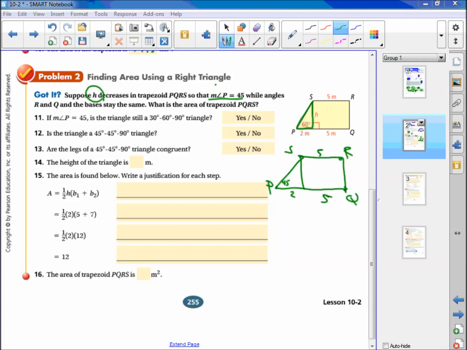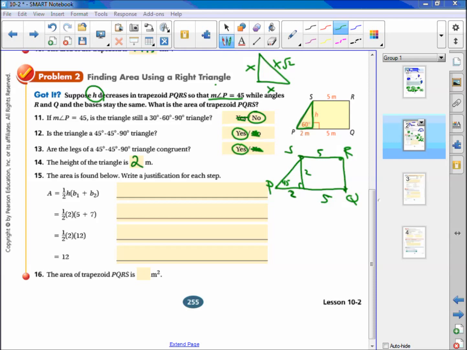Okay. Is angle P still a 45? If angle P is 45, is the triangle still a 30, 60, 90 triangle? And this is, of course, no. It's got a 45-degree angle in it. So is the triangle a 45, 45, 90 triangle? Yes, we have a 90 right here. And that means we have two 45s to make it work. Are the legs of a 45, 45, 90 triangle congruent? And it should be yes. It's one of our special triangles. Remember, a 45, 45, 90 triangle has the extended ratio x, x, and x root 2. So the legs are the same. So the height of our triangle should be 2, because one of the legs is 2. The other leg should be 2.